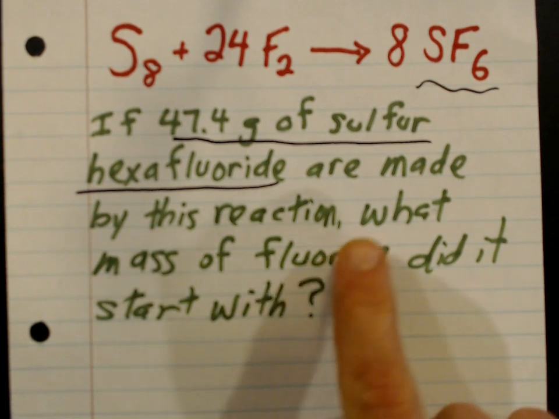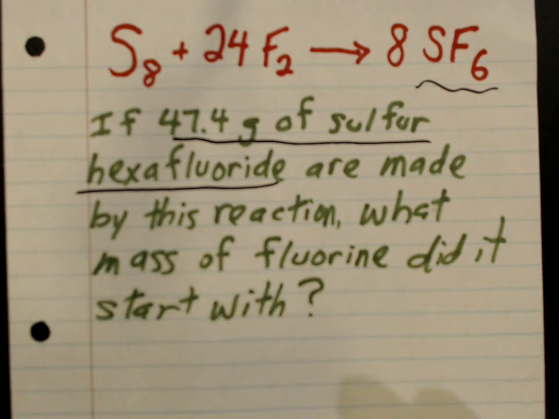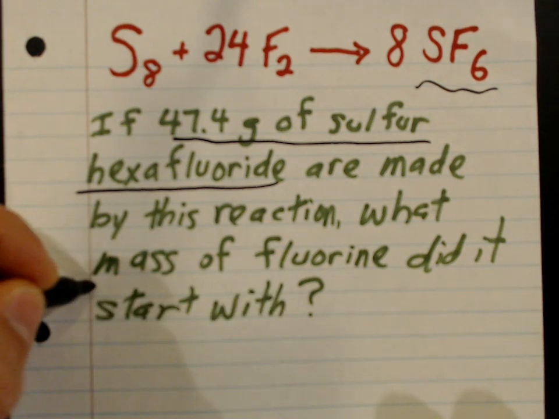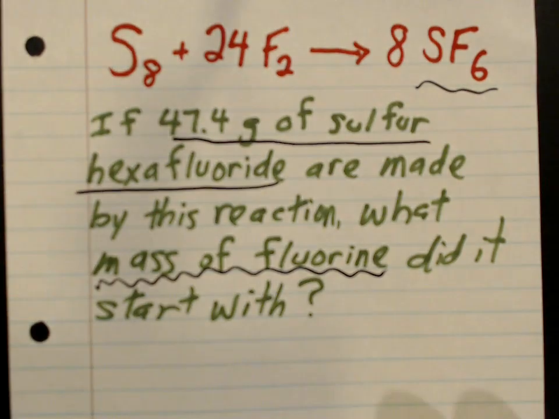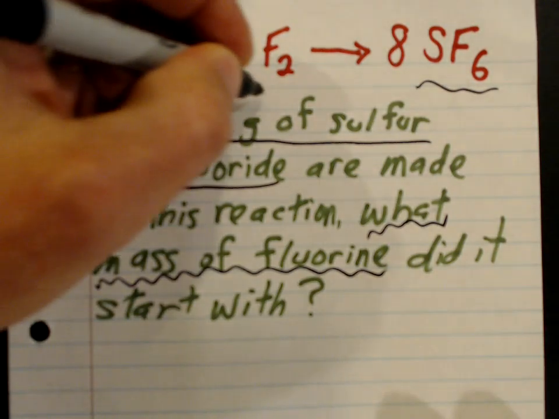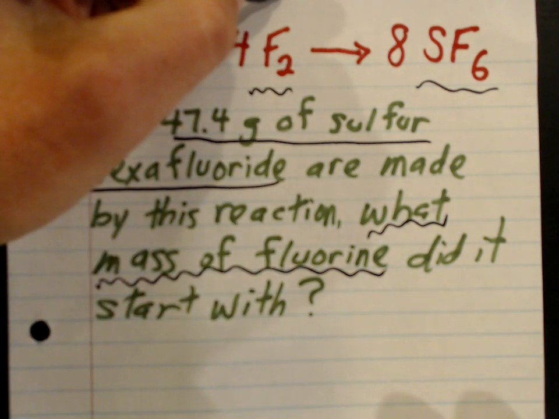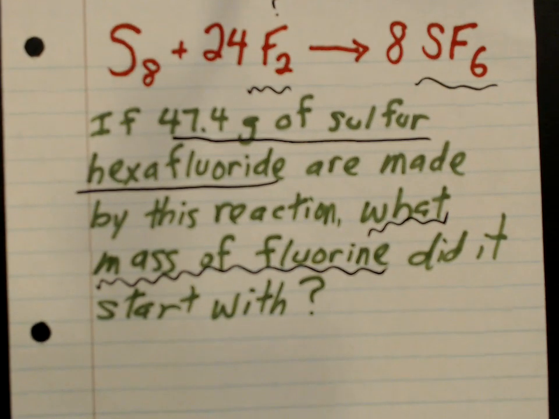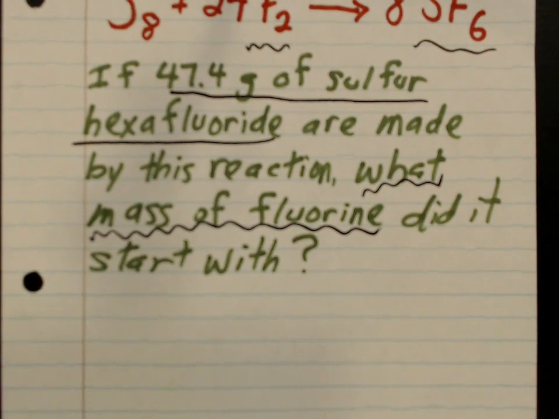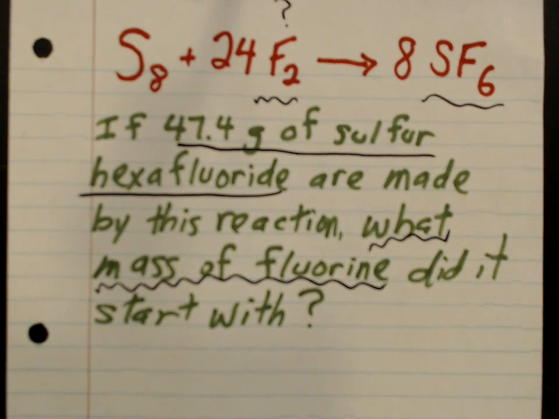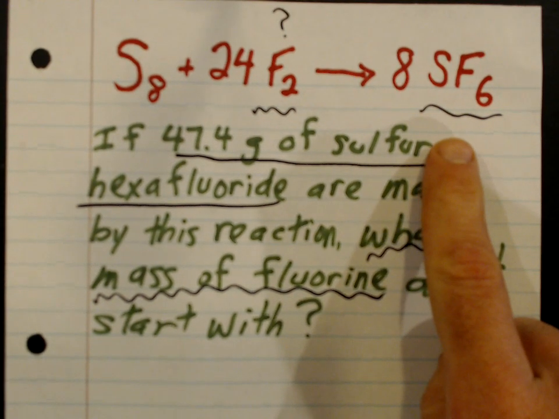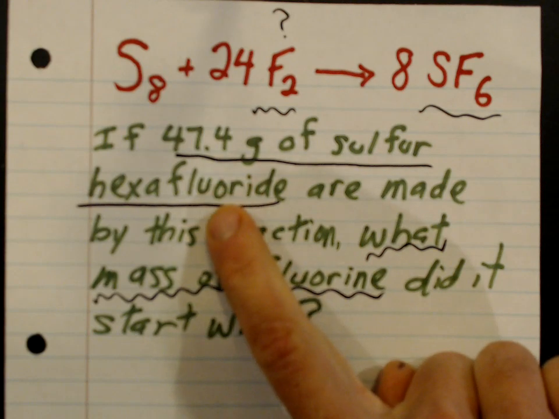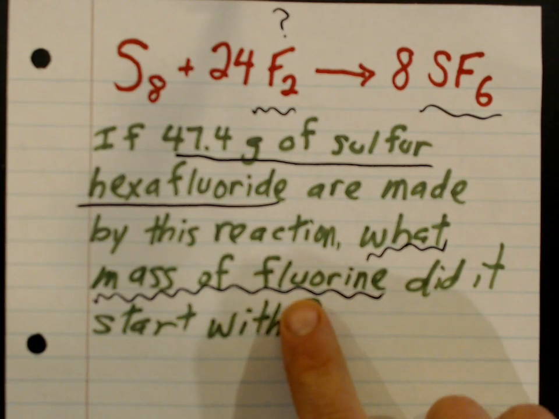Where would be the unknown quantity? The one being asked about. We're being asked what mass of fluorine did it start with? So the fluorine is our unknown. I'll put the question mark above that one to denote that this is the one we're trying to determine the mass of by doing this problem. All right then, so what's our first step? Identify the given quantity and unknown quantity. I have already done that. We are given 47.4 grams of sulfur hexafluoride, unknown, or what we're being asked about, mass of fluorine.